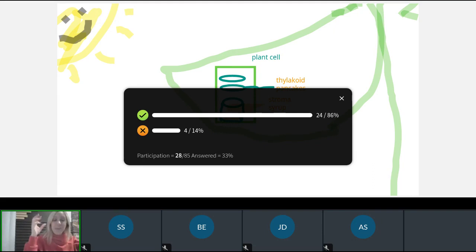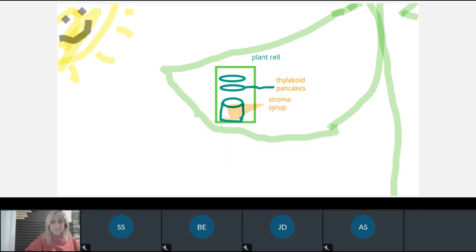All right, this is exactly what happens in the stroma syrup on our thylakoid pancake inside the chloroplast of a plant cell. Like, you're so smart. Yes, Xander, you're exactly right. The light hits like the glass from an angle and it refracts it. It changes its direction just a little bit. It bends it.